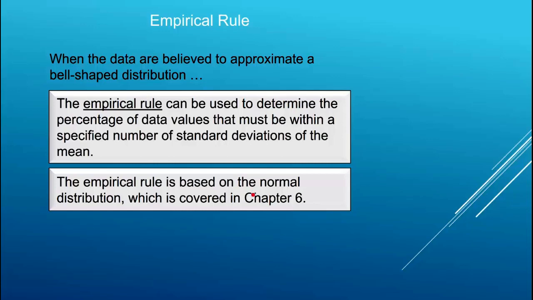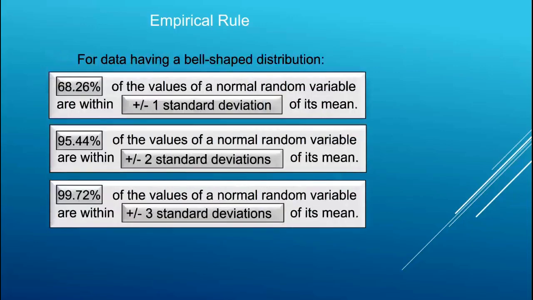The empirical rule is consistent with Chebyshev's theorem, but we can be a bit more precise if we're dealing with distributions that are symmetric and bell-shaped. Here is the empirical rule. 68.26% of all the values for a normal random variable or a bell-shaped distribution will be within plus or minus 1 standard deviation. 95.44% will be within 2 standard deviations, and finally, virtually all of the observations will be within plus or minus 3 standard deviations of the mean.